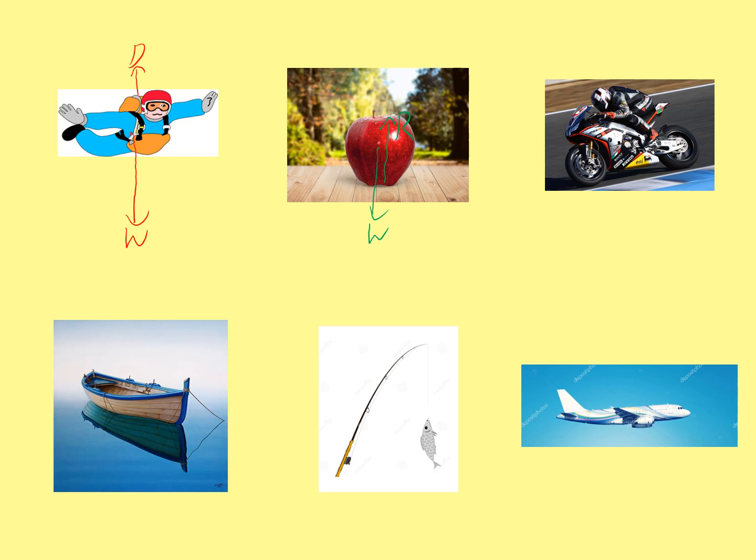It shouldn't be a squiggly line, that should be a straight line. But they should be equal lengths. So the weight going down and the contact reaction force going up are balanced. This object is in equilibrium.